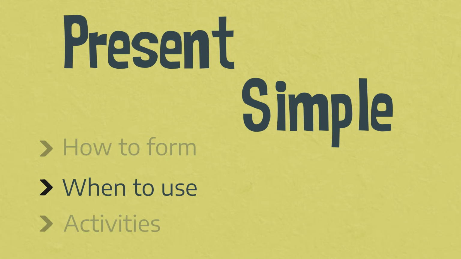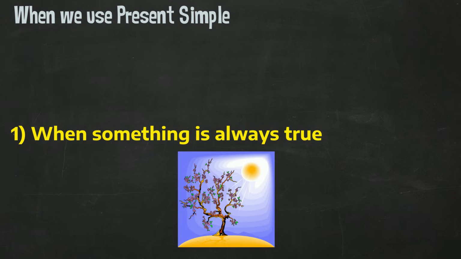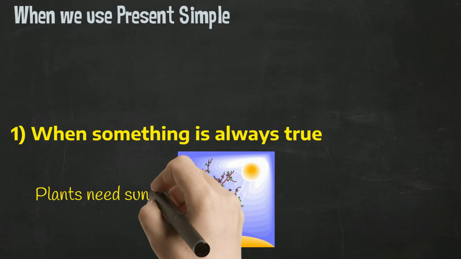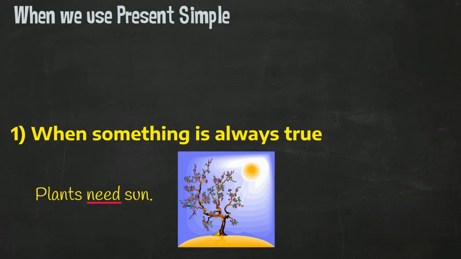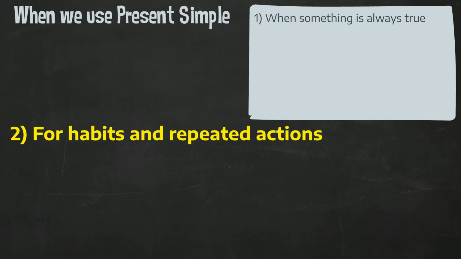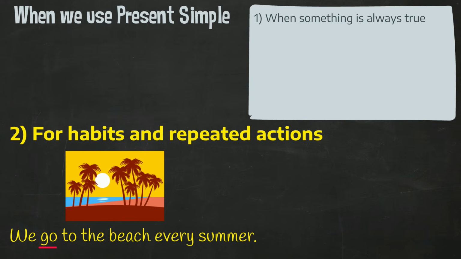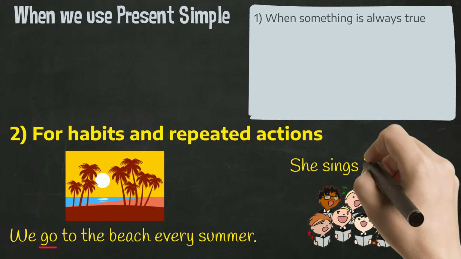Let's now look at when we use present simple. We use it when something is always true. For example, plants need sun. The sky is blue. We use present simple for habits and repeated actions. For example, we go to the beach every summer. She sings in a choir.